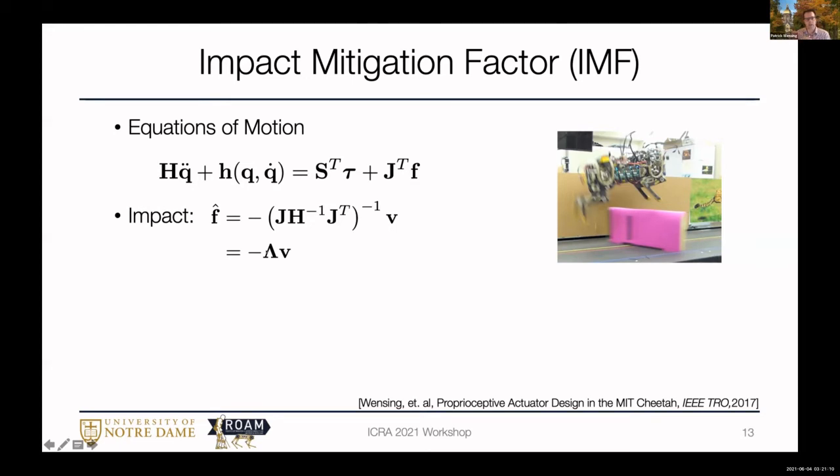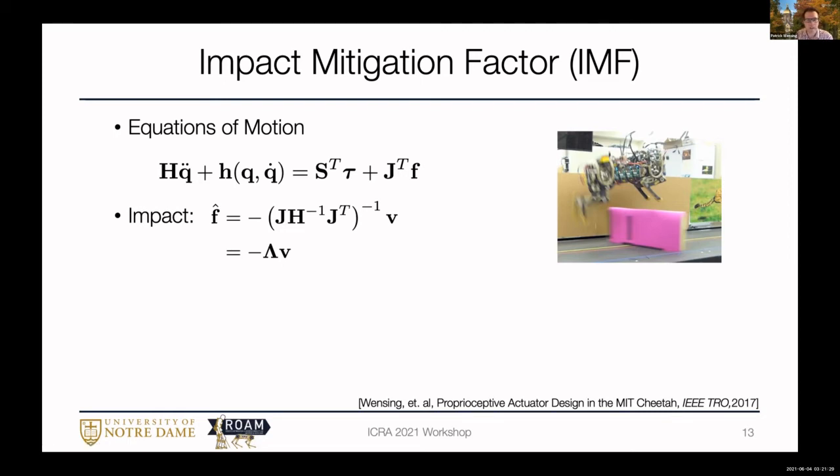It's essentially the effective mass that you would feel at the foot if you were to probe it right before it touched the ground. So we wanted to look at this, since it clearly plays a role in the impacts we see. How can we compare this across robots of different sizes? How can we non-dimensionalize it?